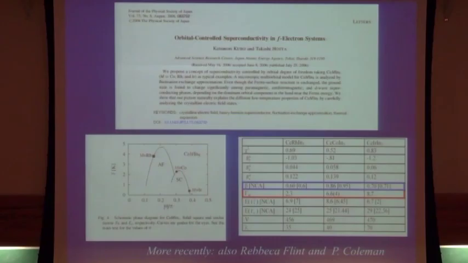So he showed that changing this value here, which is related to the alpha and beta of the ground state, which we see change experimentally, you can go from antiferromagnetism to superconductivity. And also Rebecca Flint and Coleman, they have considered the effect of the crystal field scheme in the Kondo interaction, and they also find ways to have a multi-channel-like pairing that takes into account the crystal field scheme.